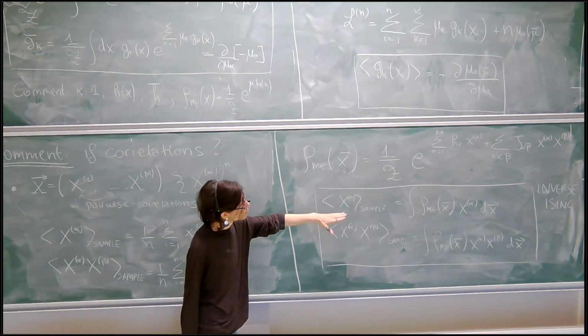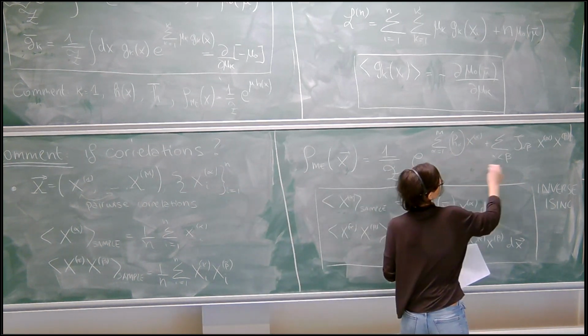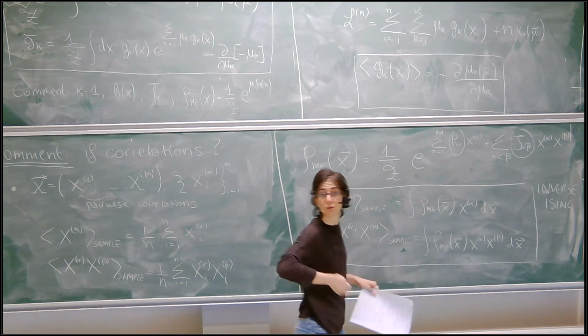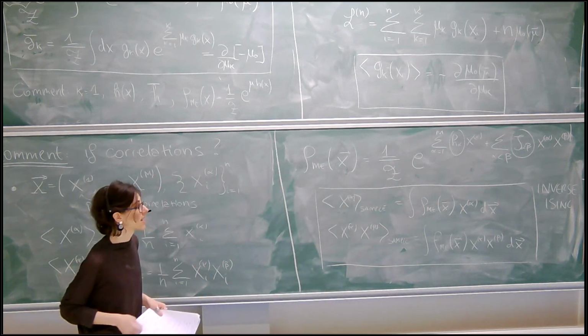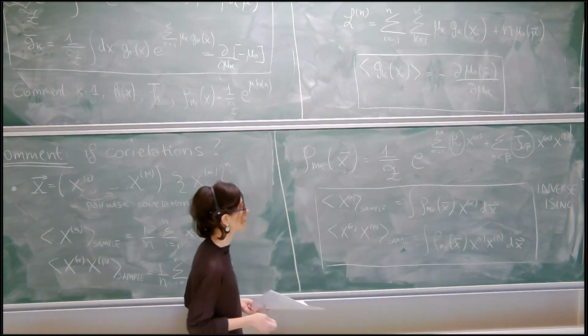And the problem that you have to solve is not the usual problem. In the usual problem, you are given the couplings of your Hamiltonian, and you want to compute correlations out of these couplings. You want to compute the partition function, the average energy, and so on and so forth.